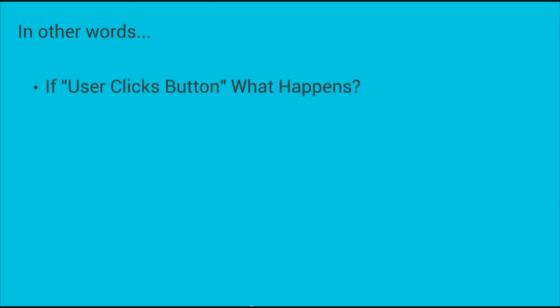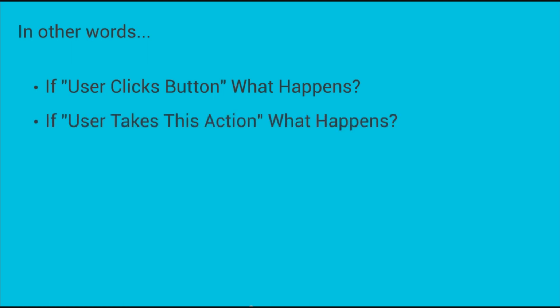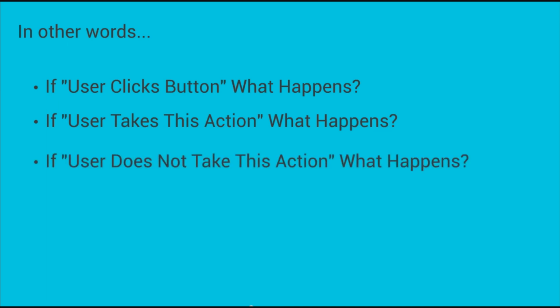So in other words, if a user clicks a button, you're going to write down what happens. If the user takes a specific action, then what happens? If the user does not take that action, then what happens? So you're really going to have to figure out basically all the steps of the process, and then what happens if this happened, then this happened.